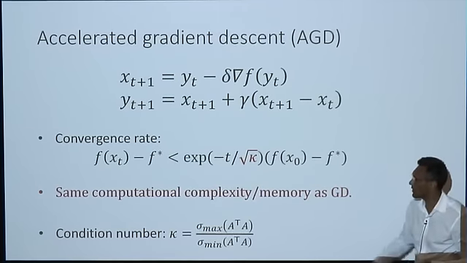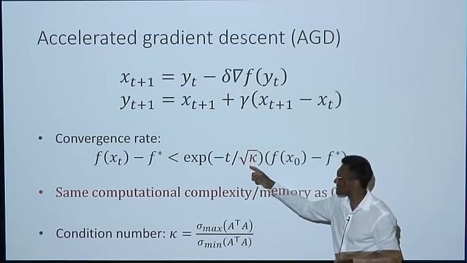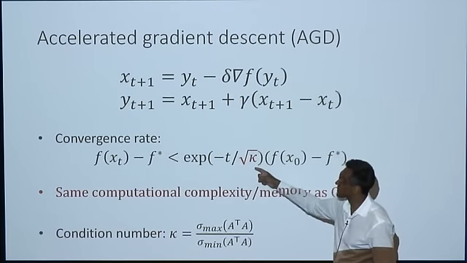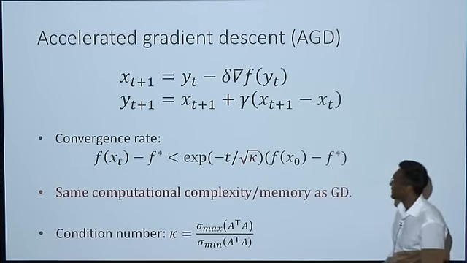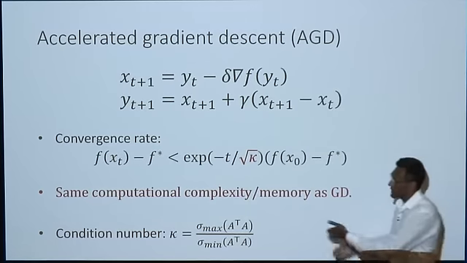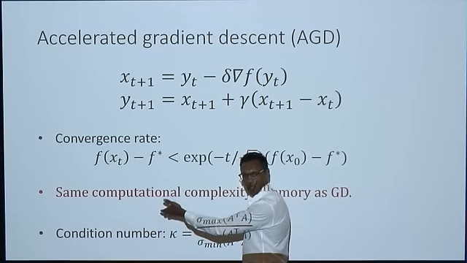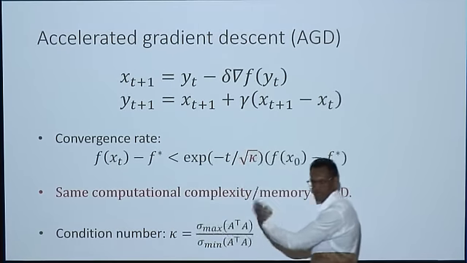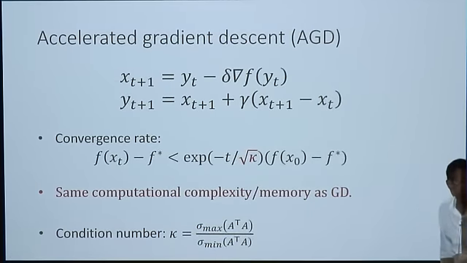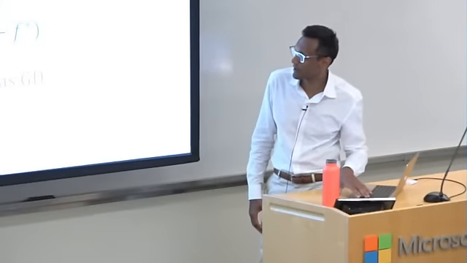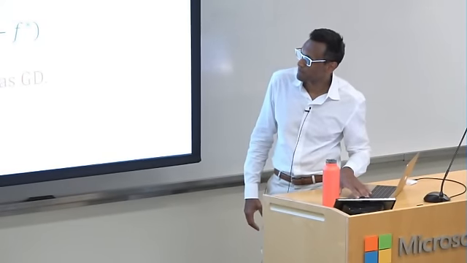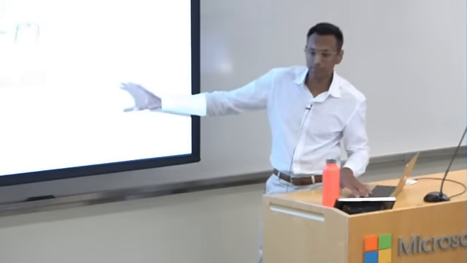Okay, so conjugate gradient achieves this. So does Nesterov's acceleration. Okay, and the key point is in practice, these methods have really the same computational complexity and memory as gradient descent. So they really have the same weight, and they work much better in practice.